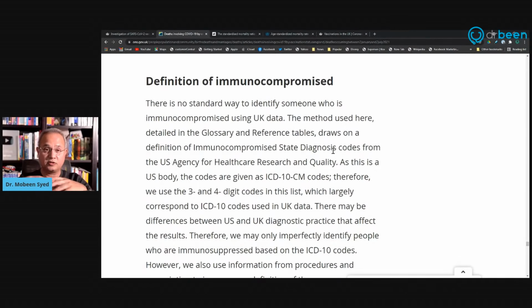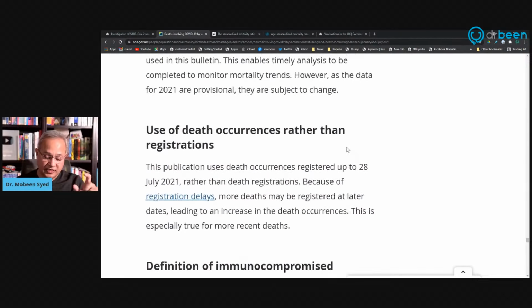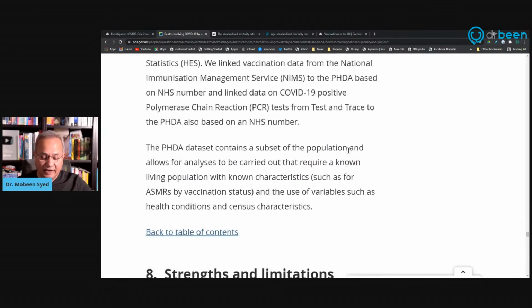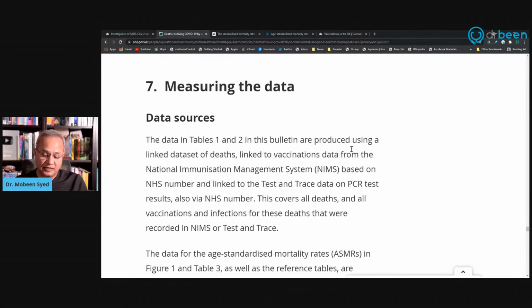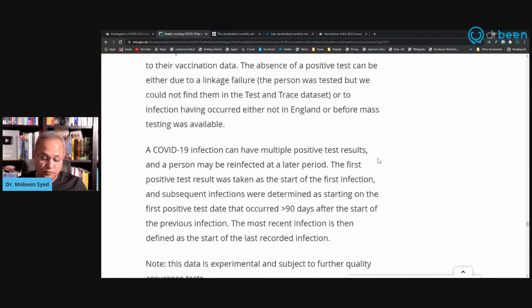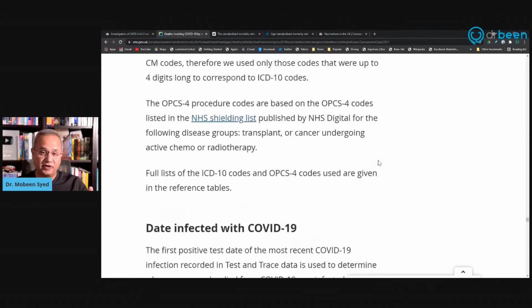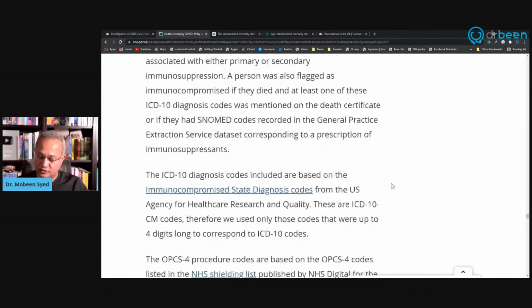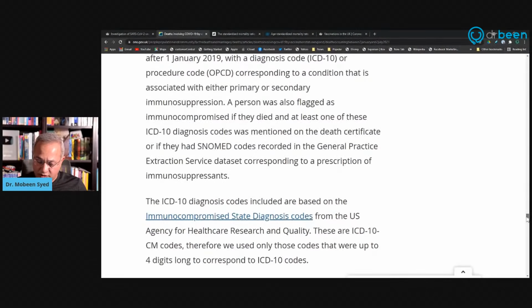So they talked about the stratified with the immunocompromised, and they have defined what that means, so that they can use death occurrences rather than registrations. They've explained every single data point, how they used it and what it means. They have defined what death means. They have defined what positive case means. They have defined what vaccination means, and so on. So they've done a good job here.